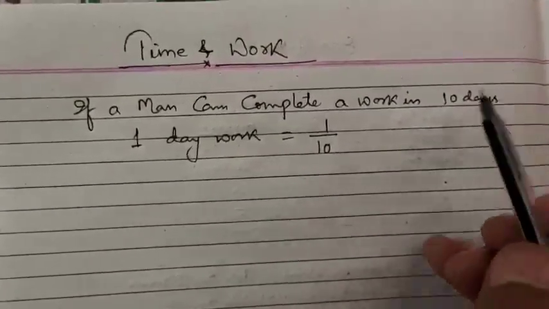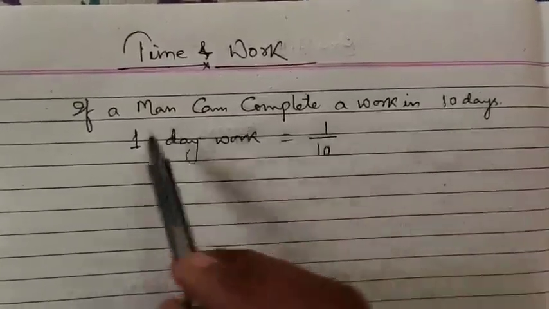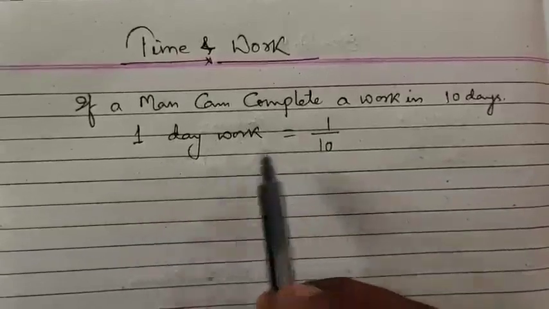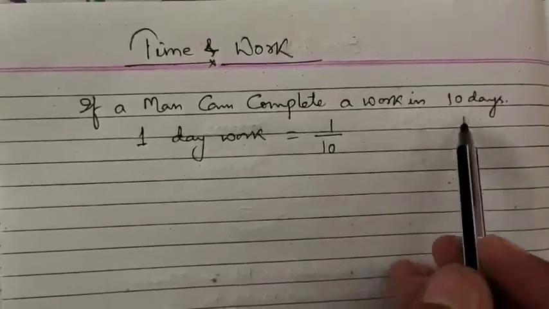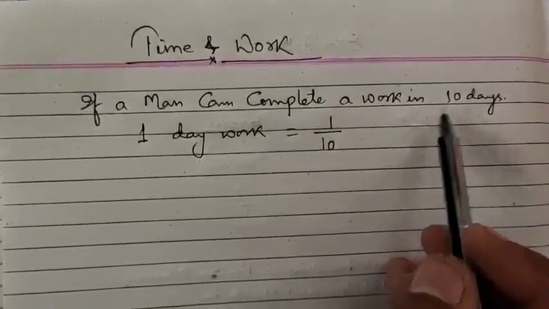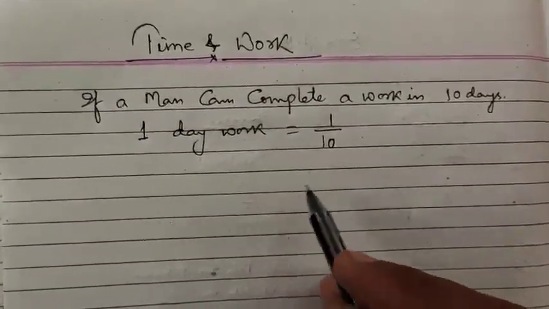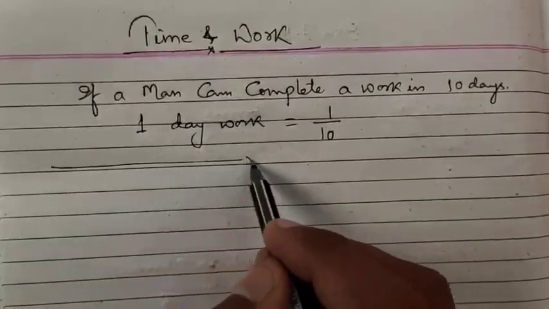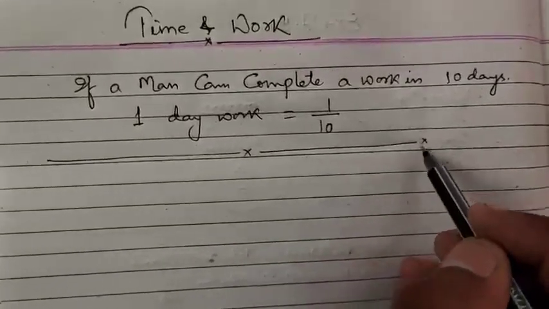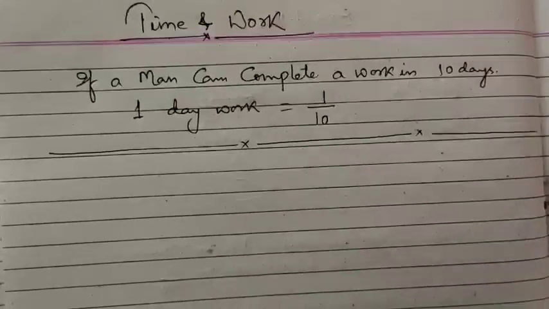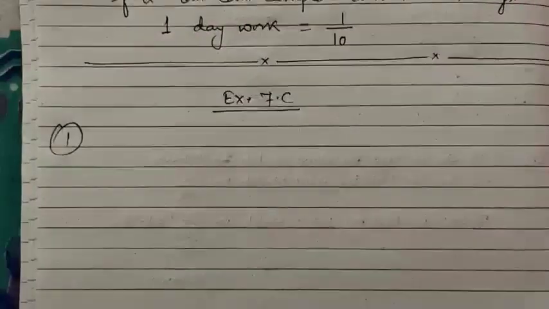What we will do? In these 10 days, that man can complete the work. It means in 1 day, he can complete 1 by 10. As many days as are required, simply take the reciprocal for calculating 1 day work. This will be the concept on the basis of which we are going to solve the exercise. Then let's begin the exercise 7C.